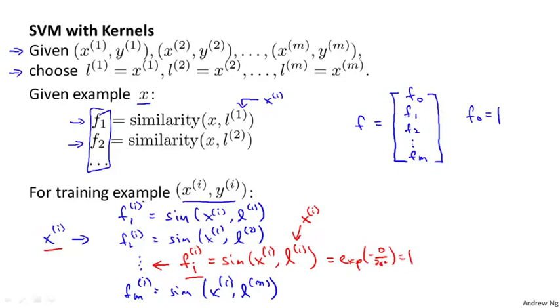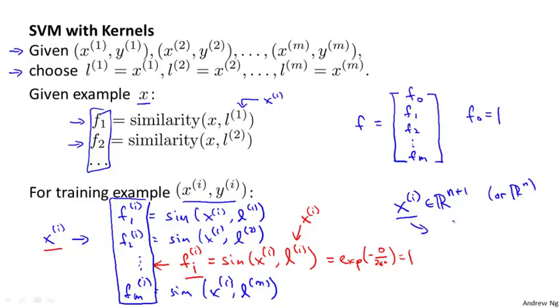And then similar to what I had above, I can take all of these m features and group them into a feature vector. So instead of representing my example using xi, which is an Rn or Rn plus 1 dimensional vector, depending on whether you count the intercept term, we can now instead represent my training example using this feature vector, which I'm going to write as f superscript i, which takes all of these things and stacks them into a vector: f1i down to fmi.